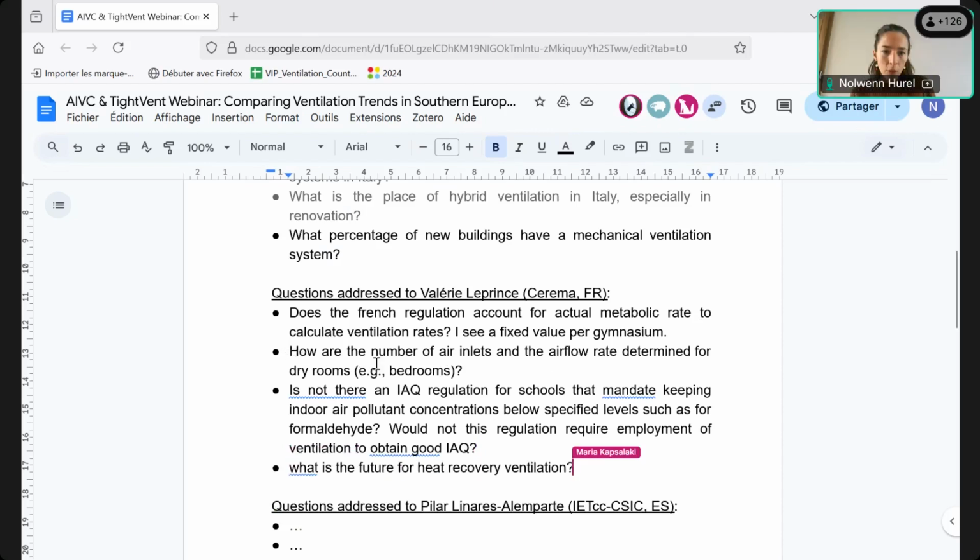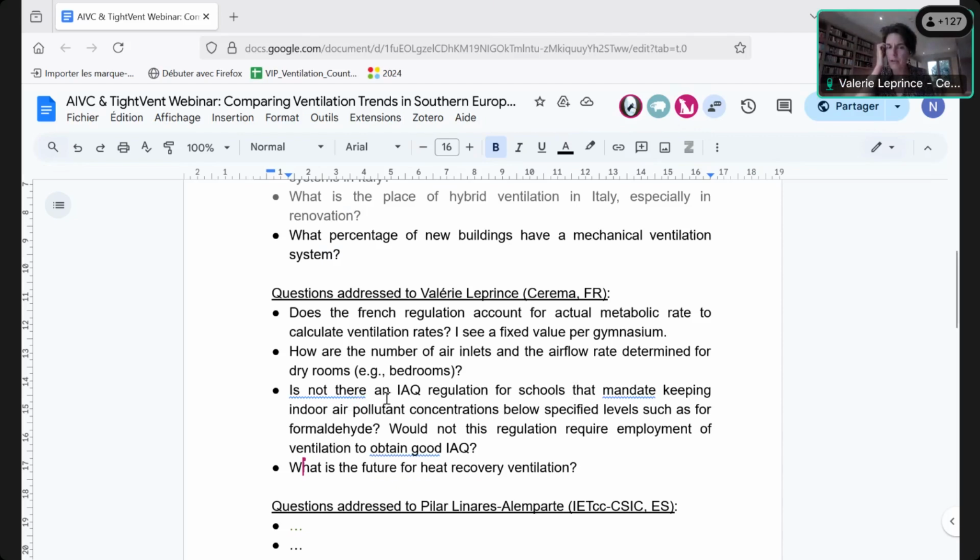Are the air inlets and airflow rate determined for dry rooms, for example, bedrooms? Okay, so you need to have at least one air inlet per room, and it needs to provide at least 22 cubic meters per hour at a 20 Pascal pressure difference between indoor and outdoor, which is very low, because you never have a 20 Pascal pressure difference unless you are in the large flow rate in the kitchen.